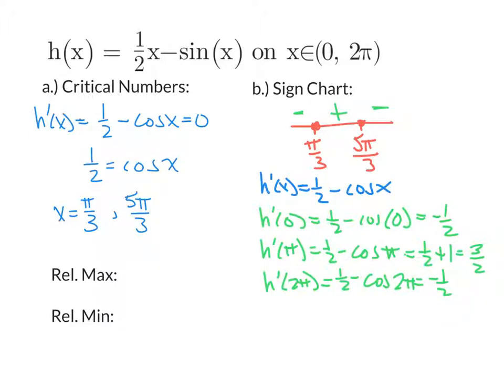Now for the last step of identifying the relative maximums and minimums: when the sign chart for the derivative changes from negative to positive, so it went from decreasing to increasing, that means that a relative minimum happened at x equals pi over 3. When the derivative changes from positive to negative, that means a relative maximum occurred at x equals 5 pi over 3.